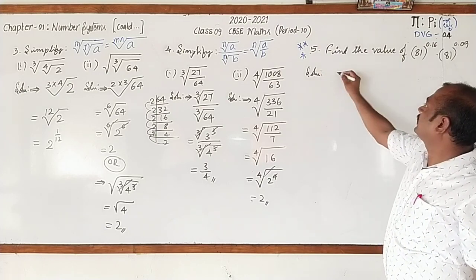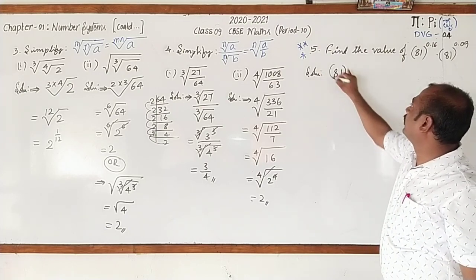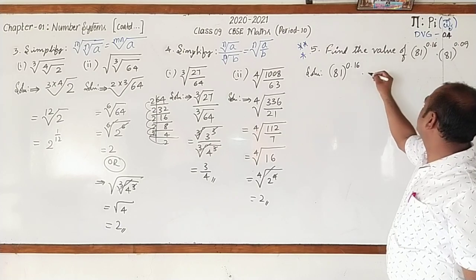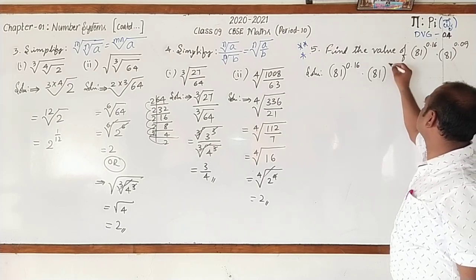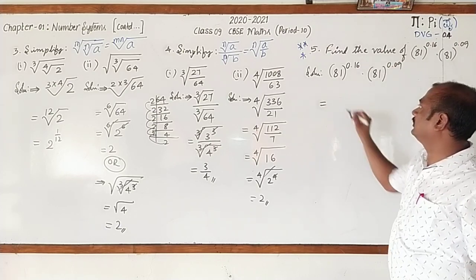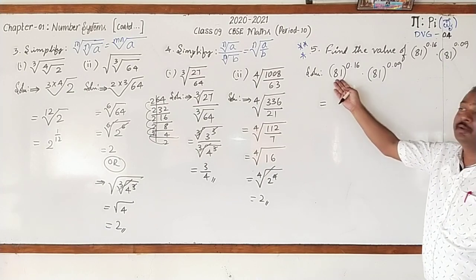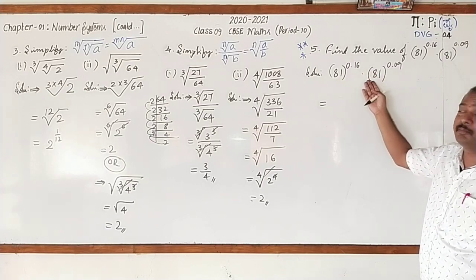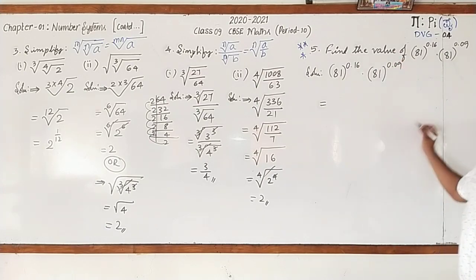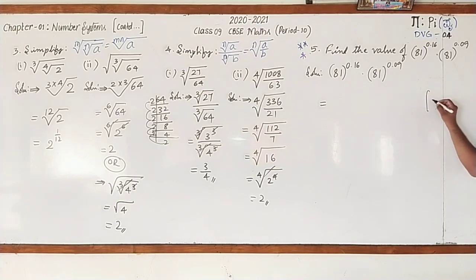Observe. Here the given numbers are 81 raised to the power 0.16 into 81 raised to the power 0.09. Here two exponents are given. In both, the base is the same, the powers are different. Hence, you can use the law of exponents: a raised to the power m into a raised to the power n is equal to a raised to the power m plus n.